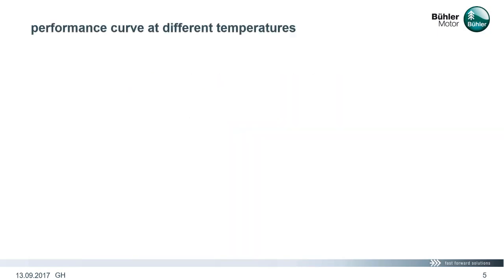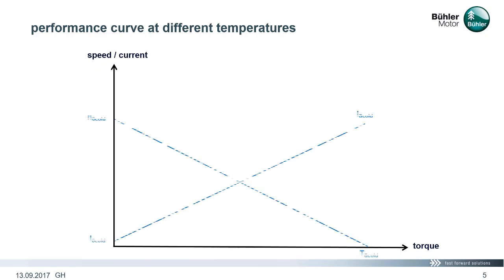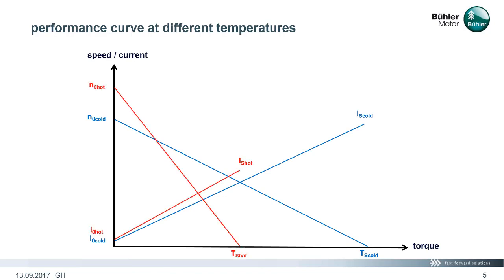How do the performance curves basically react to temperature changes? Looking at the speed torque and the current torque curve of a cold motor and comparing this with a hot motor, we can see significant differences in no-load speed, stall torque, as well as stall current. The characteristic speed regulation constant of the motor is changing with temperature. R sub m of the hot motor is greater than R sub m of the cold motor.